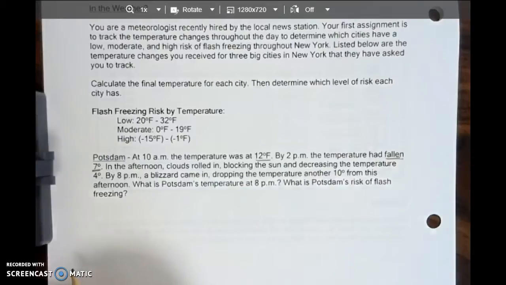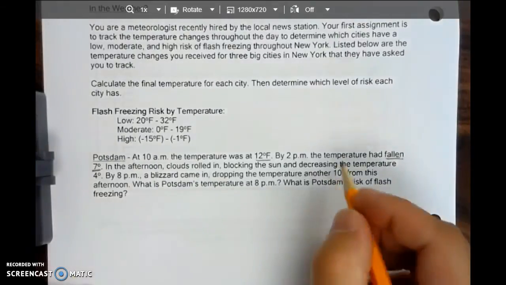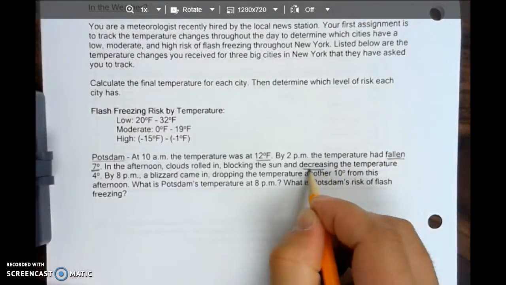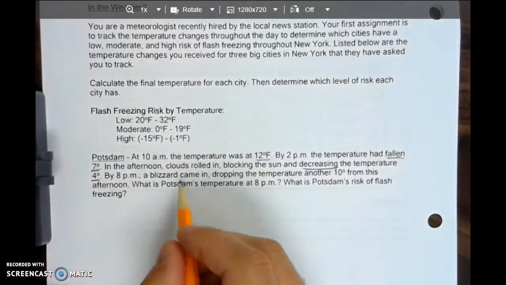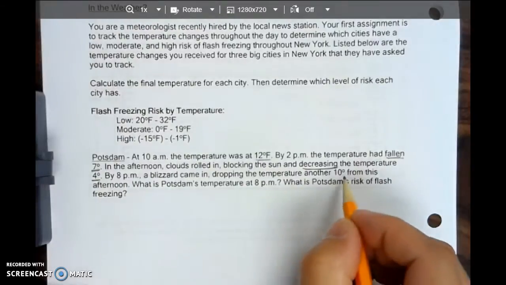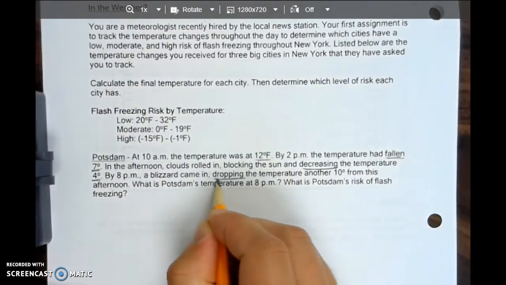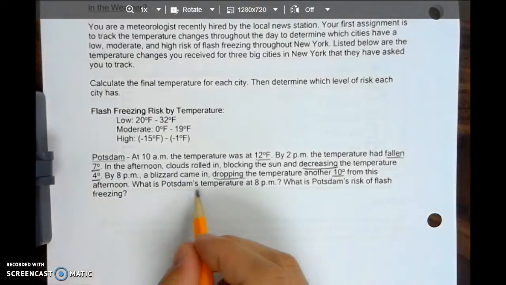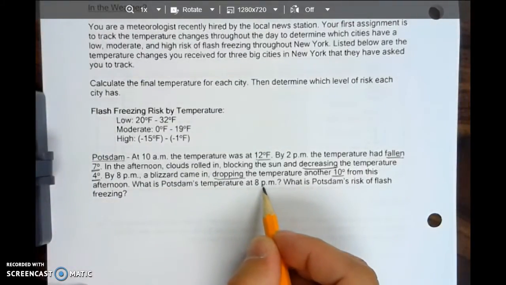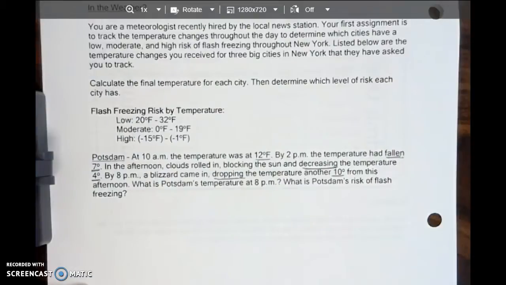In the afternoon, clouds rolled in, blocking the sun and decreasing the temperature by 4 degrees. By 8 p.m., a blizzard came in, dropping the temperature another 10 degrees from this afternoon. What was Potsdam's temperature at 8 p.m.? And then we have to figure out what Potsdam's risk of flash freezing is going to be.